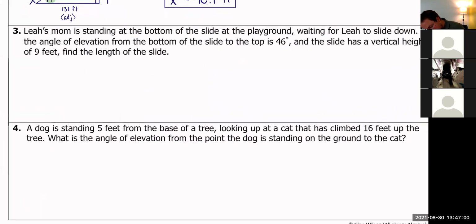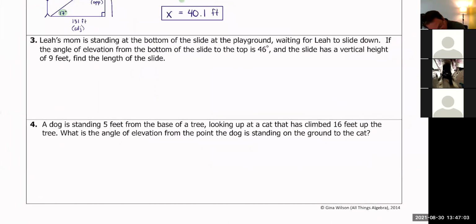Now, if you want to try the last 2 on this page, I will give you the answers real quick. Number 3 should be 12.5 feet. Number 4 should be 72.6 degrees. Again, you would start by sketching a diagram, figuring out with respect to the angle you have or are looking for, what sides of the right triangle you have, and then set up your equation.